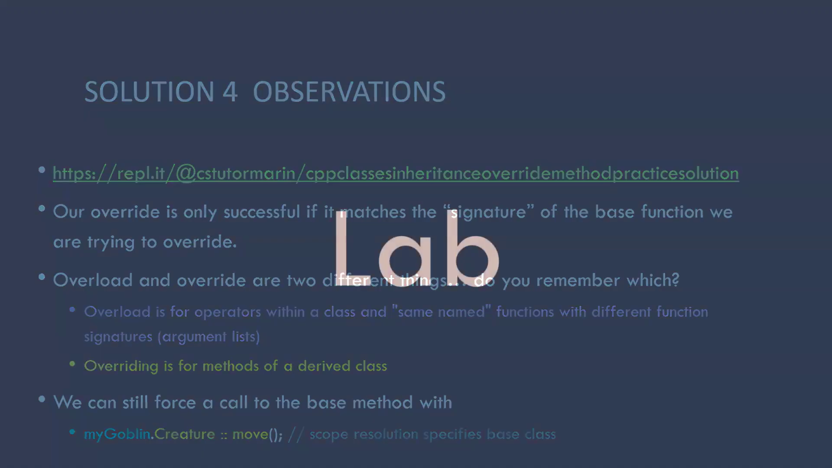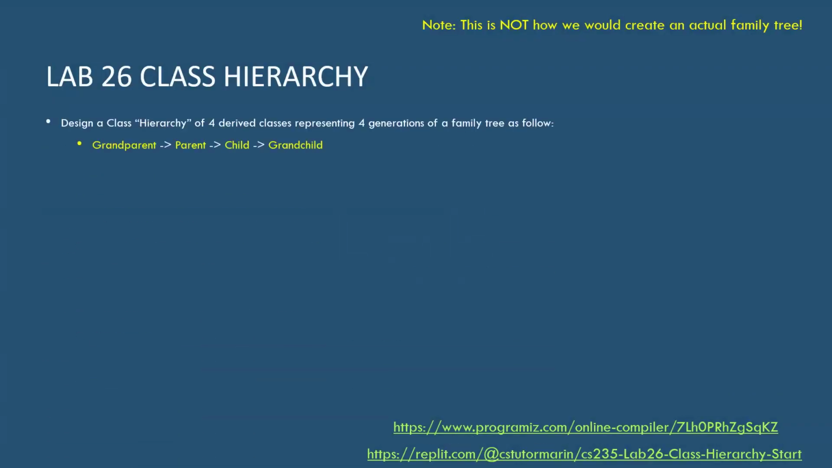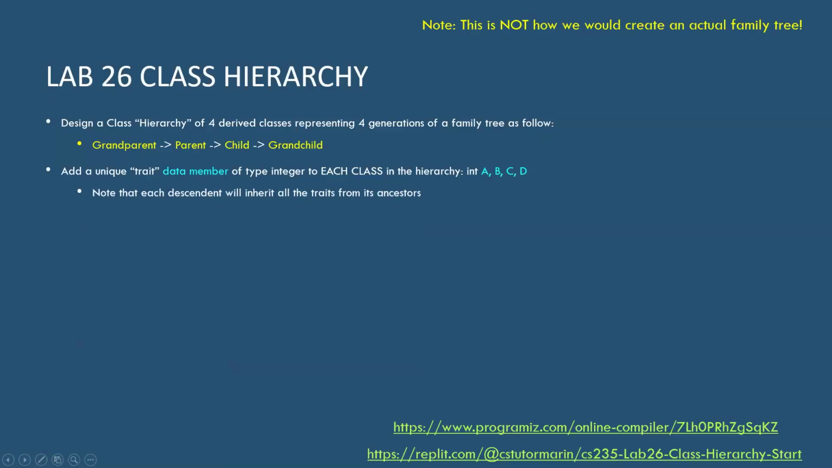For now, let's quickly highlight our lab and get you guys on to the next thing. What we want to do in lab 26 is create a cascade of classes: grandparent, parent, child, grandchild, okay? Each of these is going to add a unique attribute, A, B, C, D. Each class should add that attribute, and essentially, the most descended instance will have all those attributes, okay?